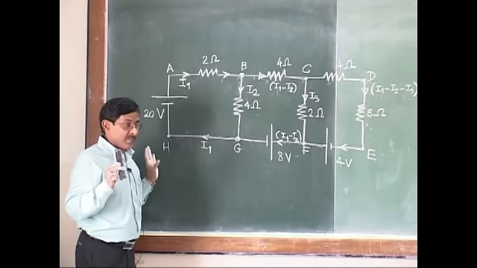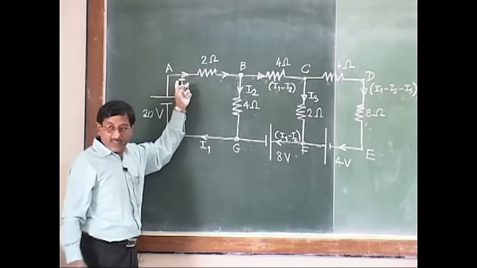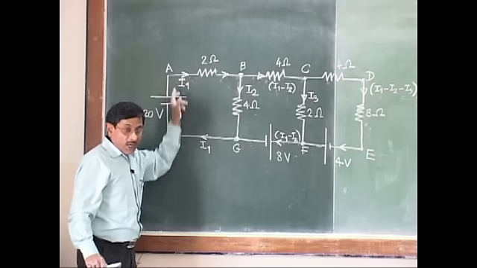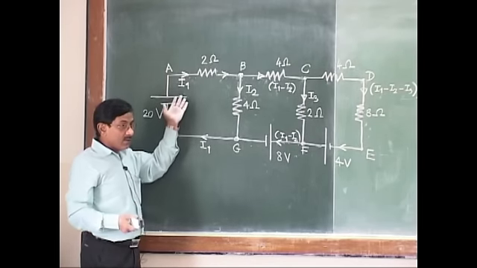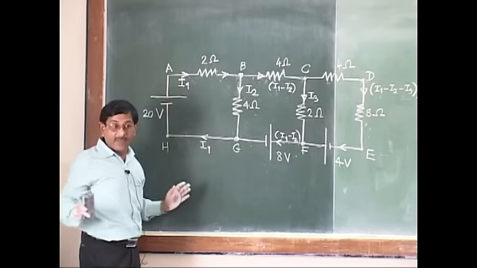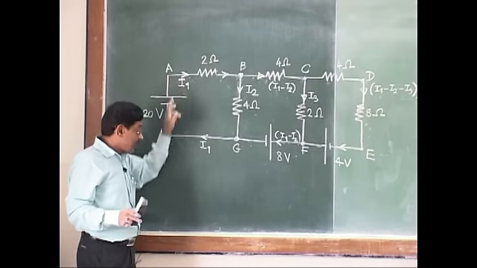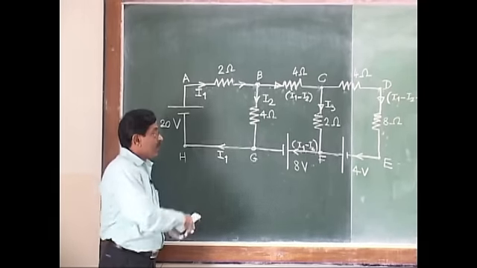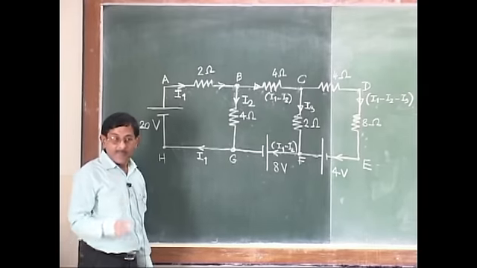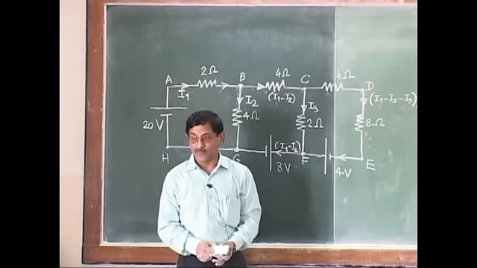Otherwise, if you find that when you come back to the original point, these values or denominations are totally different, then something is wrong. Here you started from I1, you must have the same value coming back. Okay. Now the current distribution is proper. Now this is the use of the first law.